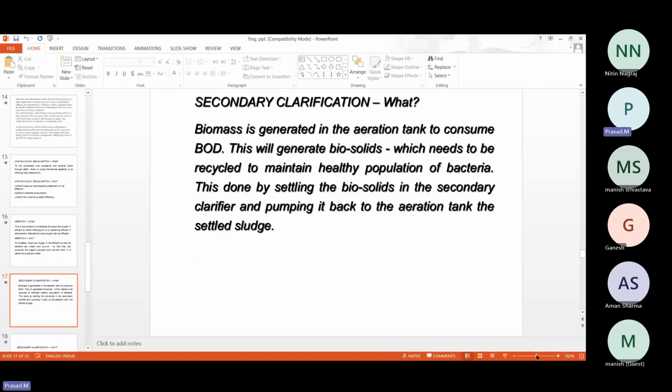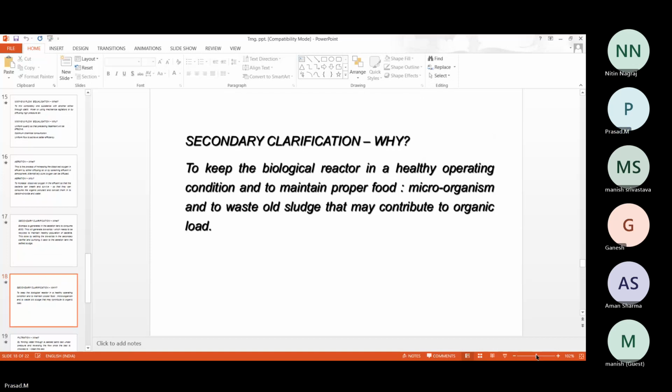Secondary clarification: biomass is generated in the aeration tank to consume the BOD. This will generate biosolids, which need to be recycled to maintain a healthy population of bacteria. This is done by settling the biosolids in the secondary clarifier and pumping the settled sludge back to the aeration tank. This is what I already explained to you, but now it is in proper wording, or we can say technically more correct wording.